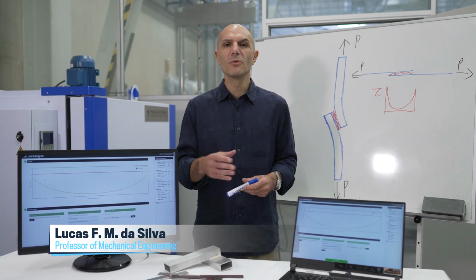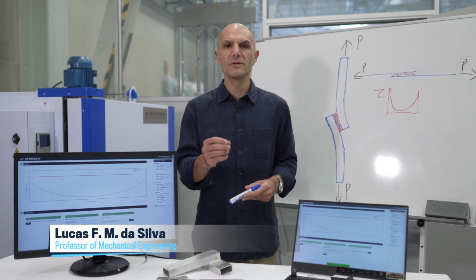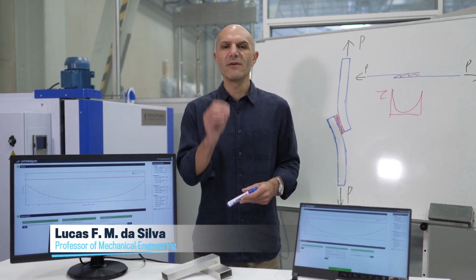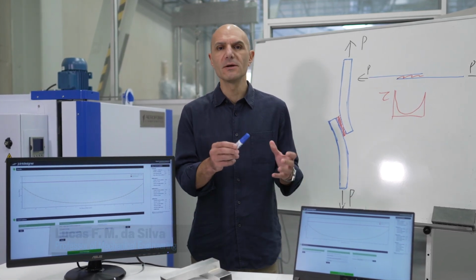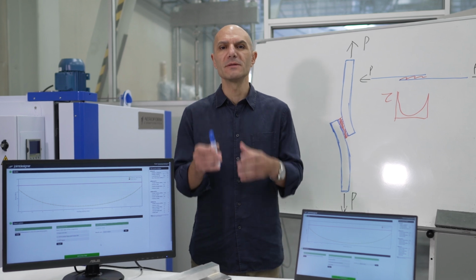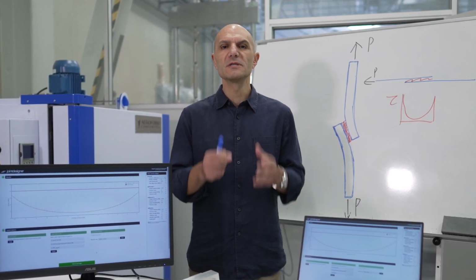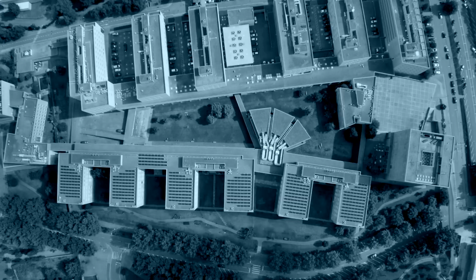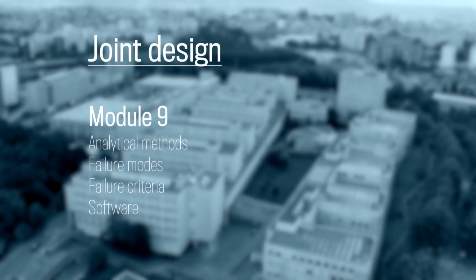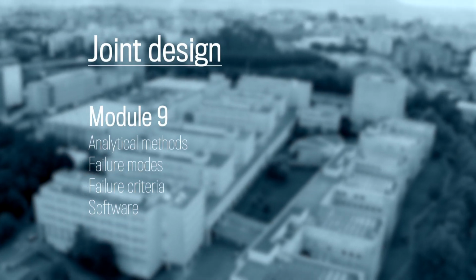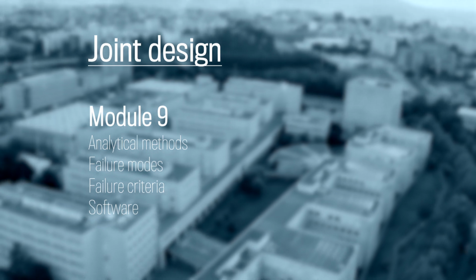It's time to do some computation work to predict joint strength. We have two approaches, analytical methods or finite element method. In this module, we are going to discuss the analytical methods. It's time to discuss the methods that we have to design the joint.